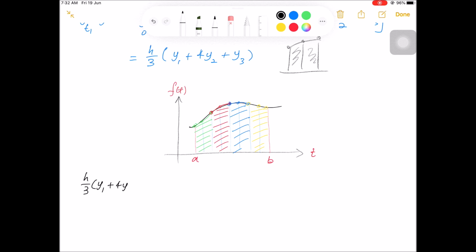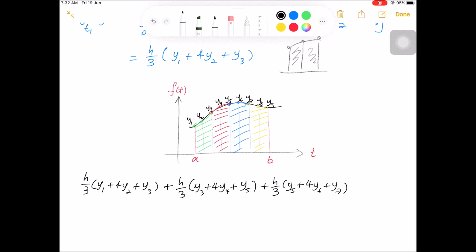y1 plus 4y2 plus y3, in which this is y1, y2, y3, and then y4, 5, y6, 7, 8, and 9, plus h over 3 y3 plus 4y4 plus y5, and plus h over 3 y5 plus 4y6 plus y7, and plus h over 3 y7 plus 4y8 plus y9.